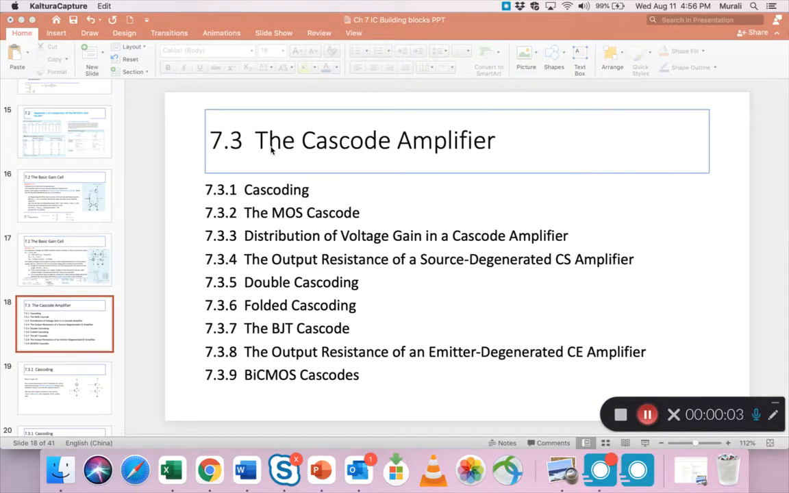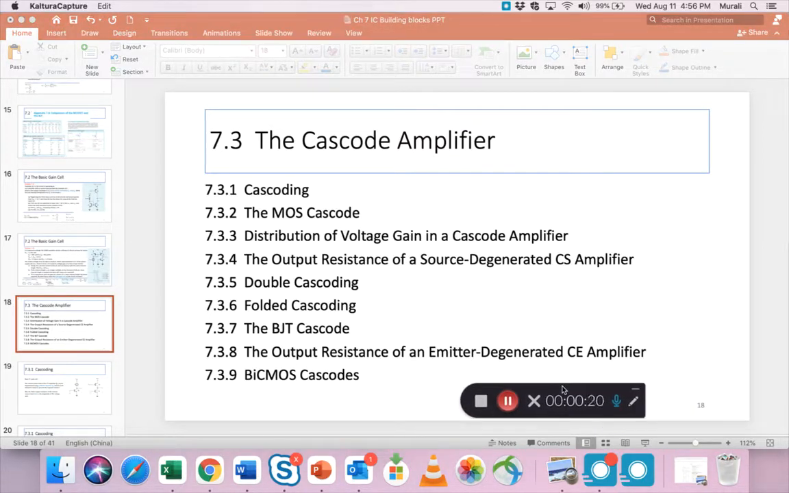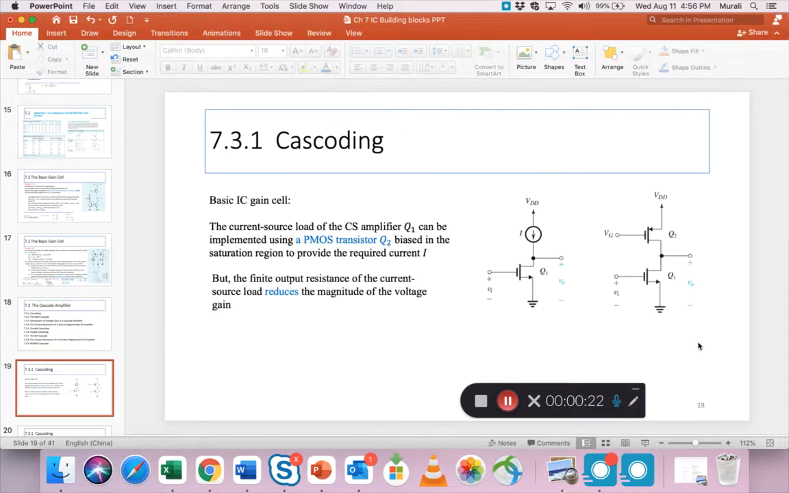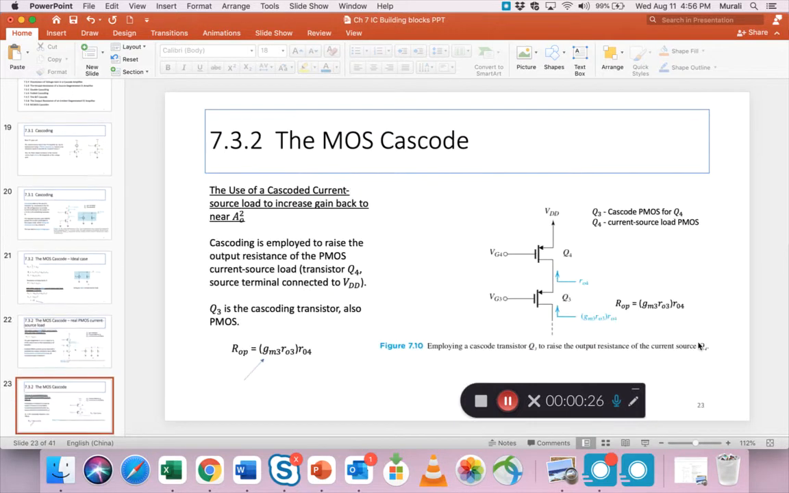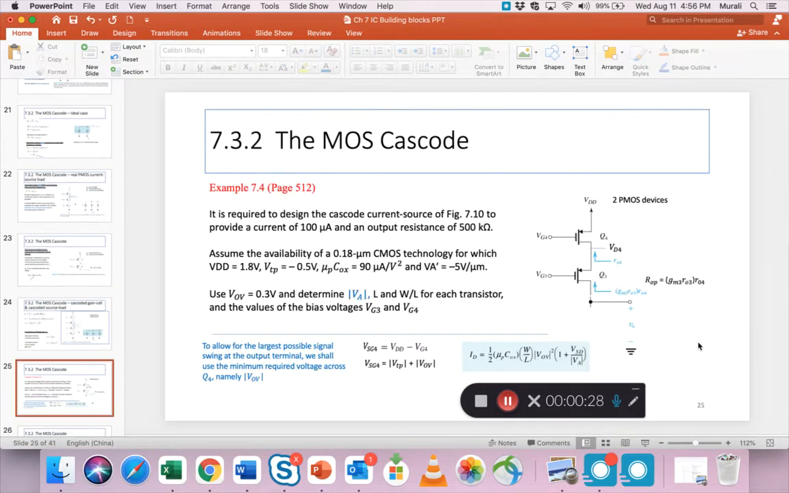Okay, we are ready to look at some problems and examples related to the Cascode amplifier. That's the purpose of this recording. So let me move ahead to where the first numerical example is, and that is on page or slide 25.